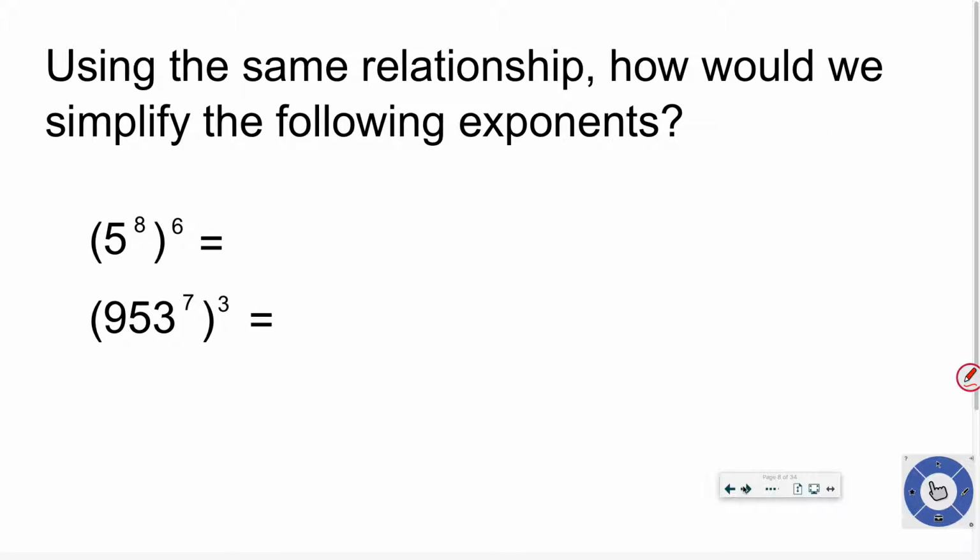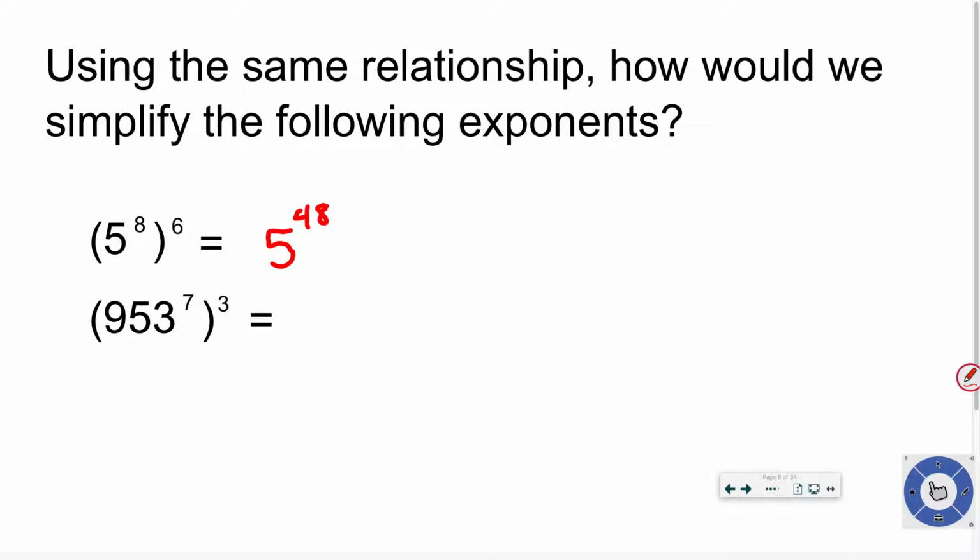So now, using just the rule, because this would be very time consuming to break out. If I wanted to break out 5 to the 8th 6 times, that would be tedious. So in this scenario, it's okay to use a rule. What would 5 to the 8th raised to the 6th power be? 5 to the 48th power.